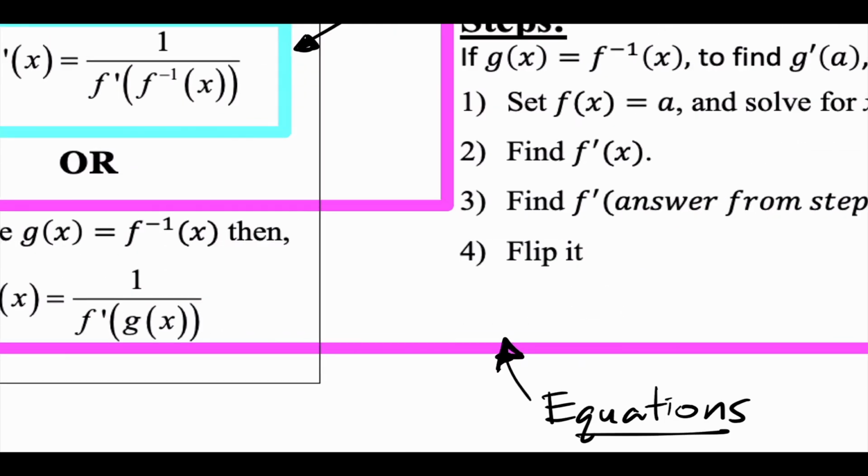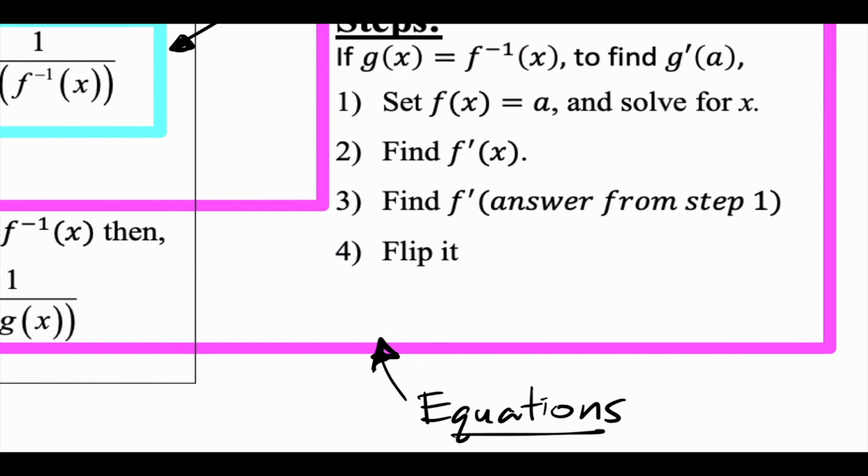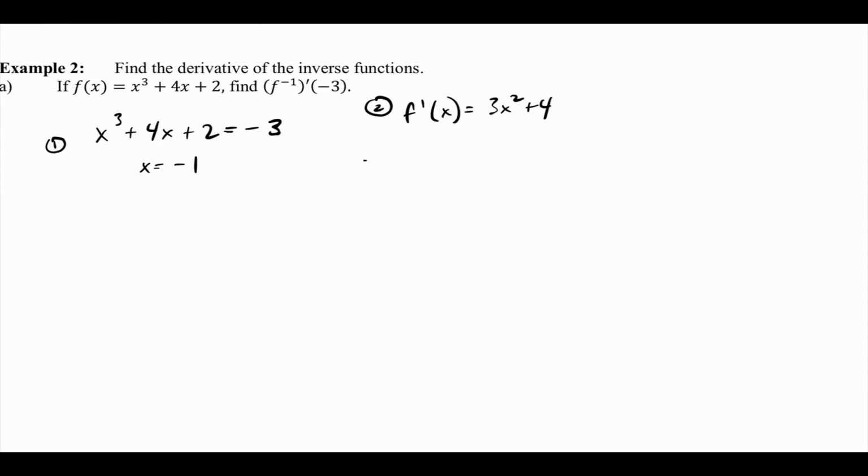Next, find f prime of whatever answer you got from step 1. So what answer did we get from step 1? -1. So we're going to find f prime of -1. I'm going to plug in -1 for x, and I get 3 plus 4, which is 7.